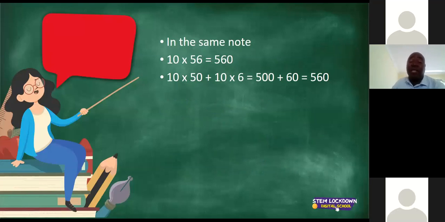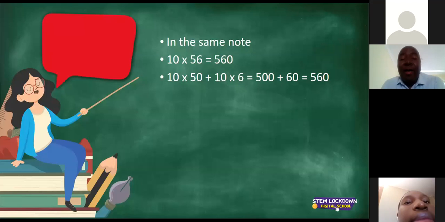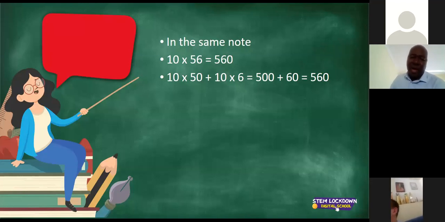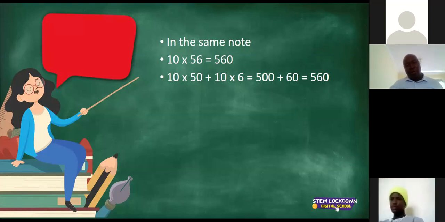In the same note, as you can see, we have 10 multiplied by 56, which directly gives us 560, as I've indicated in the previous slide. And the next one, where you apply distribution, you will have 10 times 50 plus 10 times 6. And of course, as I've already said, 10 times 50 is 500 plus 10 times 6, which is 60. Again, you get the same answer.